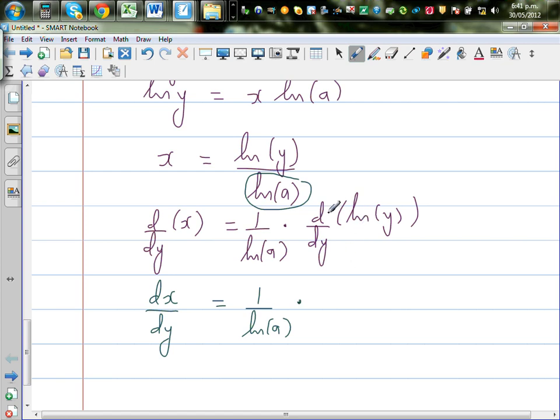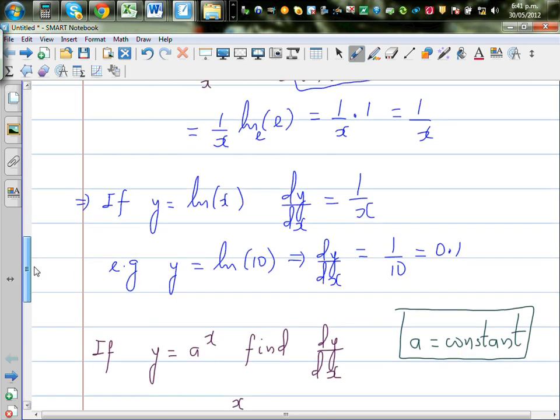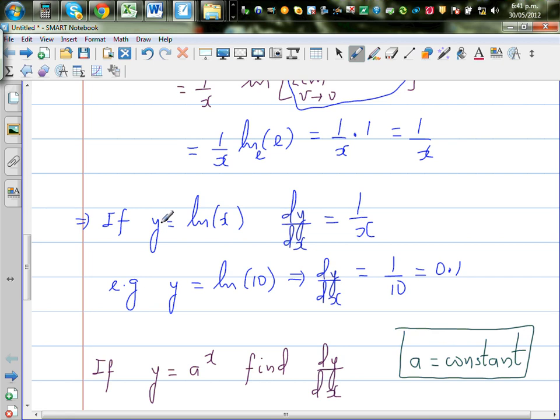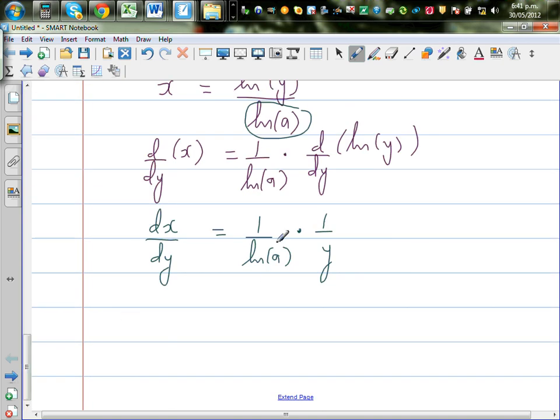This is 1, d by dy of natural log of y is 1 over y. Because we proved if y is natural log of x, d by dx of natural log of x is 1 over x. So using the same logic, d by dy of natural log of y is 1 over y. So I can say, if you take the reciprocal of both sides, dy by dx is equal to y times natural log of a. But what is y? Y is a to the power x.